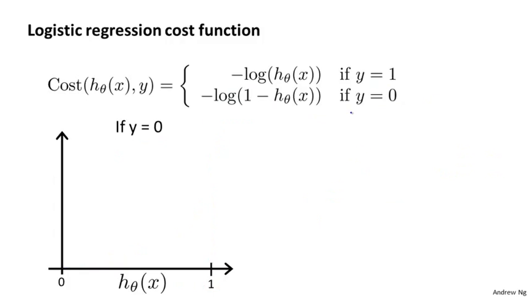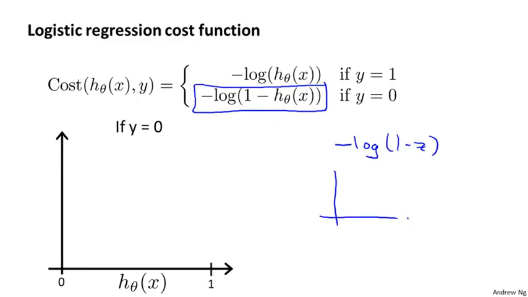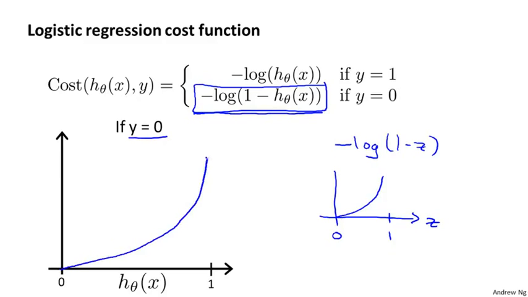Let's plot the cost function for the case of y equals 0. So if y equals 0, that's going to be our cost function. If you look at this expression, and if you plot minus log 1 minus z, if you figure out what that looks like, you get a figure that looks like this, which goes from 0 to 1 with the z-axis on the horizontal axis. So if you take this cost function and plot it for the case of y equals 0, what you get is that the cost function looks like this. And what this cost function does is that it blows up, or goes to positive infinity, as h of x goes to 1.